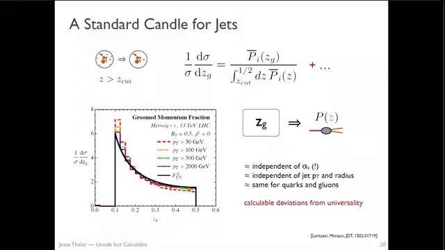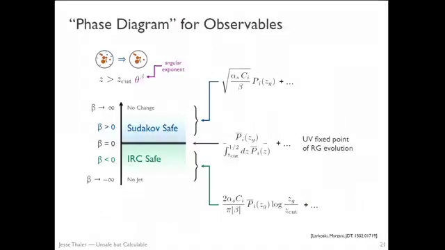So just to tell you a little bit about how deep this rabbit hole goes, you can take this procedure and deform it a little bit. By actually not just making a cut on energy, but making a cut on energy and angle. So I can introduce this angular exponent beta that lets me adjust whether I throw away radiation preferentially at the periphery or the center of my jet. I don't expect you to understand in detail what this is, but let me just show you this kind of phase diagram of observables that we've been playing with and having a lot of fun.